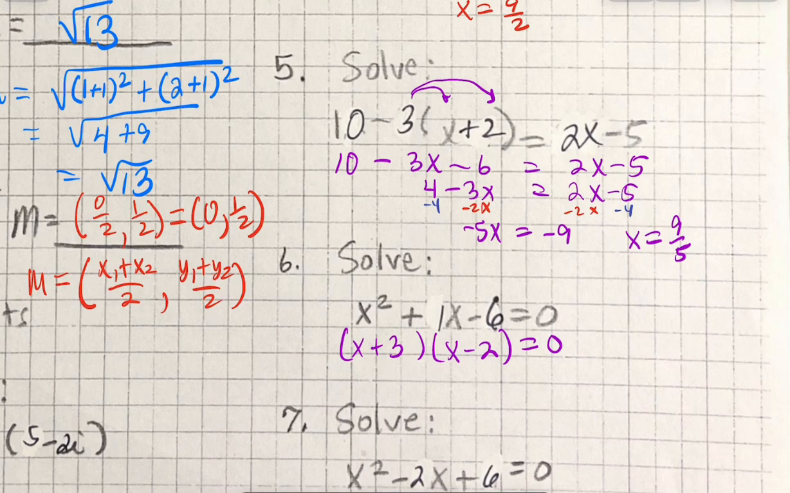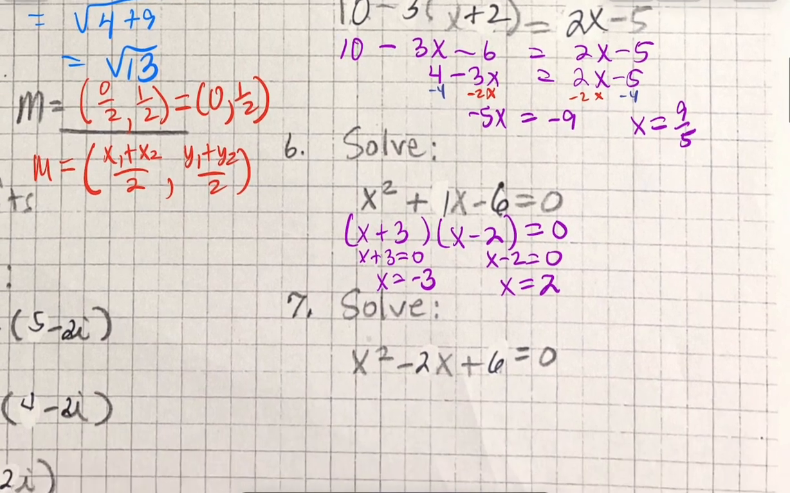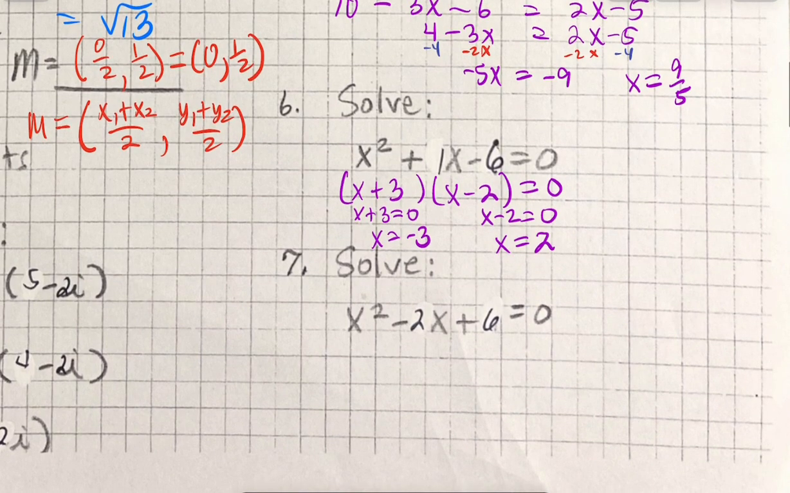So then remember, you're going to split each one up and solve them. So x plus 3 equals 0 gives you a negative 3 answer. X minus 2 equals 0 gives you a positive 2 answer. So for your quadratics, for the most part, you are going to get 2 answers. Now, unfortunately, 7 is not factorable.